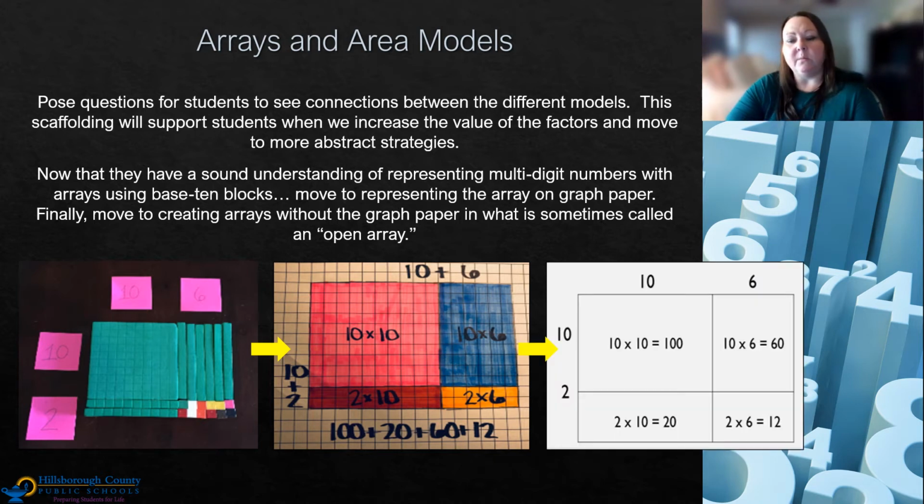And then we're moving into open arrays. So now that we've had time with the base 10 block arrays and the graph paper arrays, we're moving into doing it without the graph paper, but it's the same situation. We're still having 10 groups of 10 equal 100 and 10 groups of 6 equal 60 and so forth.